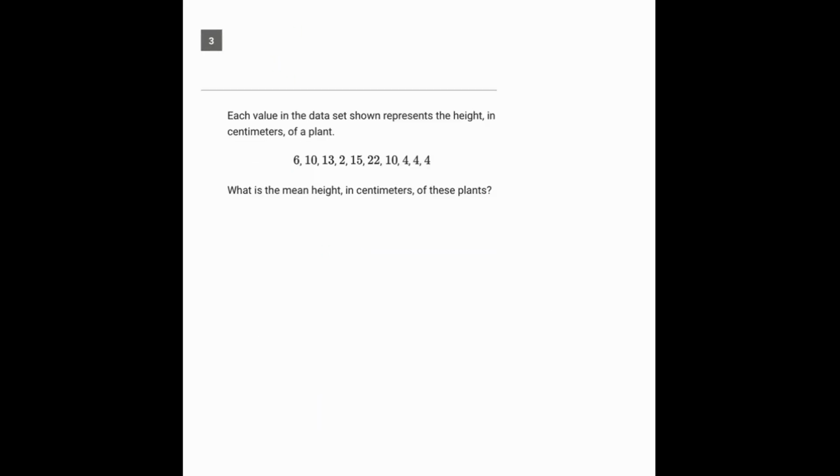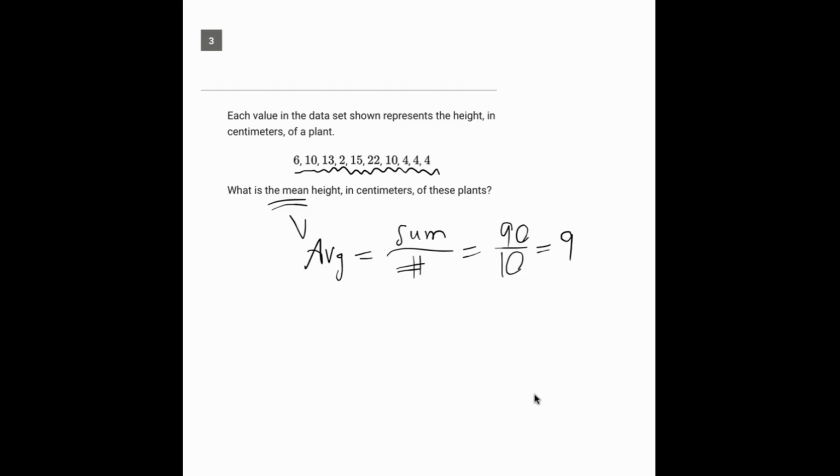Now going to question number 3, here we have 10 values, and we're being asked for the mean, which is the actual average. The average is the sum of the numbers over the number of numbers. Now, if you add all 10 of these numbers up on a calculator, you'll get 90. And there are 10 of them, so we'll divide by 10. And 90 over 10 is 9, and that's our answer.